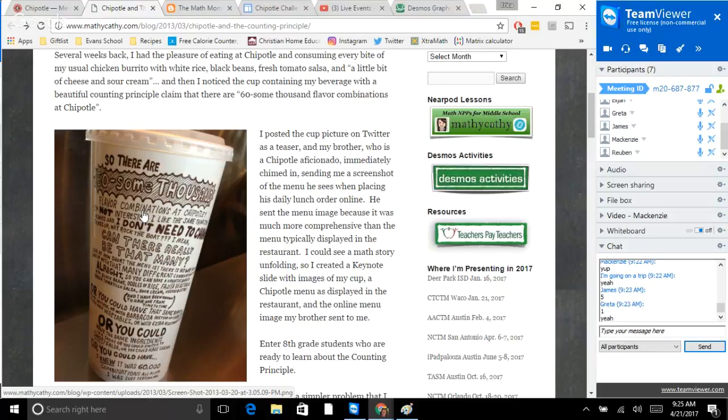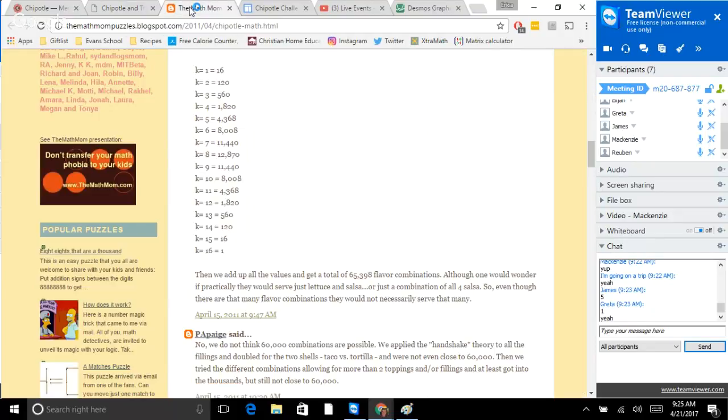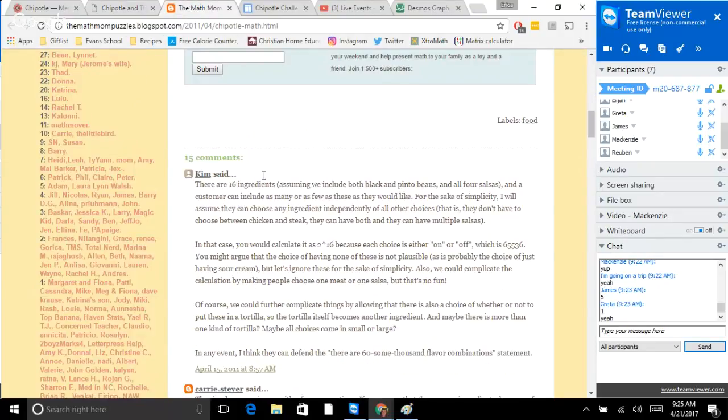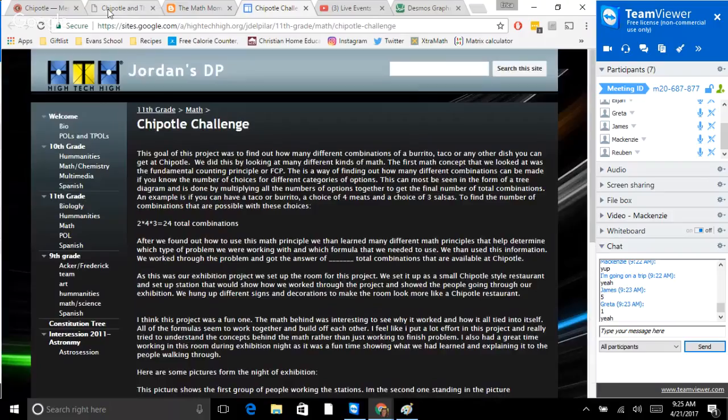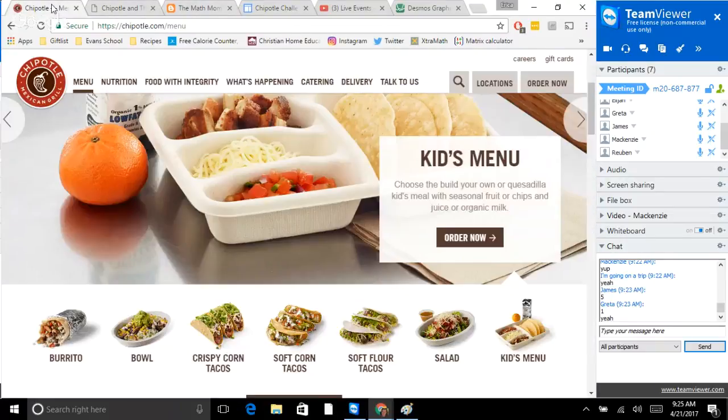So I'm just going to put it out there now. There is no one right answer to this, just so you guys know. There's actually several websites that I can send you where people guessed their different amounts of Chipotle combinations. So there's different thoughts out there about this. So let's see what we come up with. How does that sound?